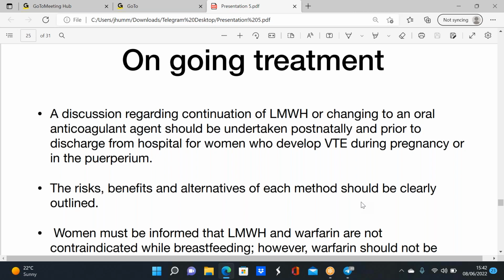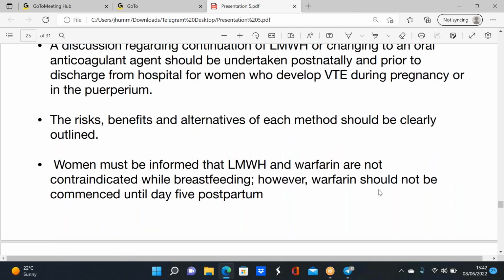Okay, now a discussion regarding continuation of low molecular weight heparin or changing to an oral anticoagulant can be taken postnatally and prior to discharge from the hospital for women who develop VTE during pregnancy or in the puerperium. So you should always discuss the treatment, how long it will last, and whether there is a possibility to change it to an oral anticoagulant. Risks, benefits and alternatives of all the methods should be clearly outlined.